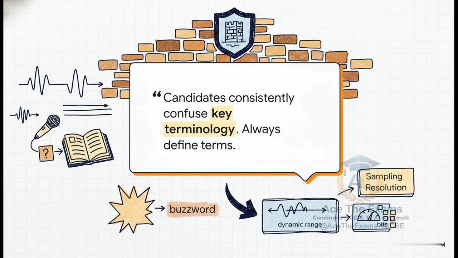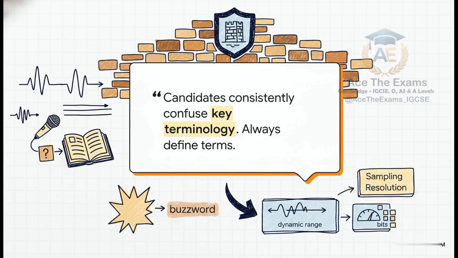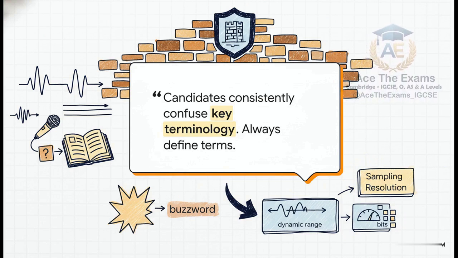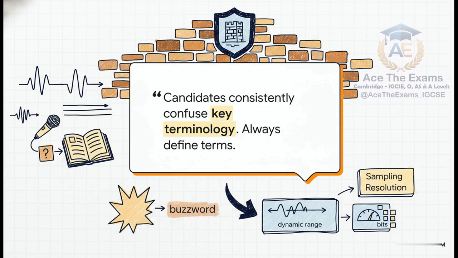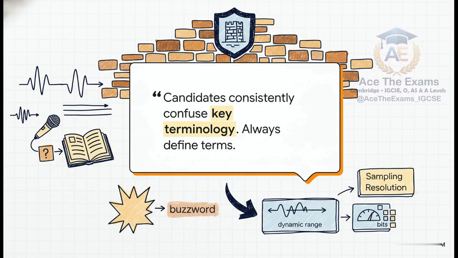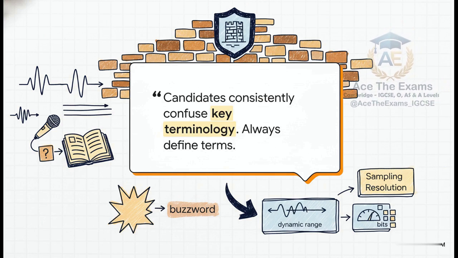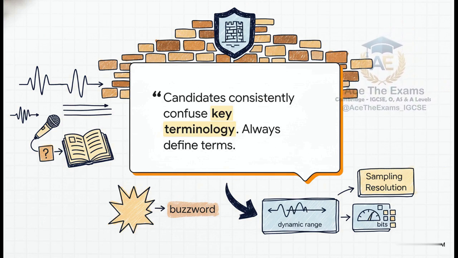Guys, this is absolutely massive. Never ever assume the examiner knows what you mean. And never assume that just dropping a fancy buzzword like Nyquist theorem will earn you a mark unless you actually define what it means in context. If you are going to talk about sampling resolution, you must first define that it means the specific number of bits assigned to each sample before you start explaining how it impacts the dynamic range of the audio file. Clarity of terminology is your absolute first line of defense in the exam hall.